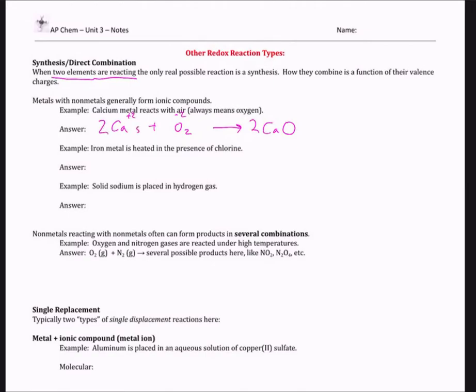I forgot to write in the states here. The solid metals by themselves are always solid, except for mercury. Oxygen is a gas. And the ionic compounds, guys, remember, are always solids.